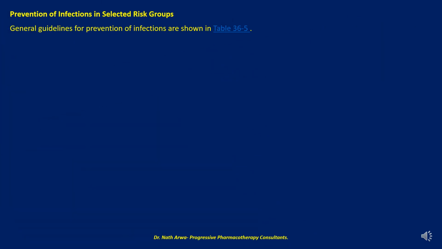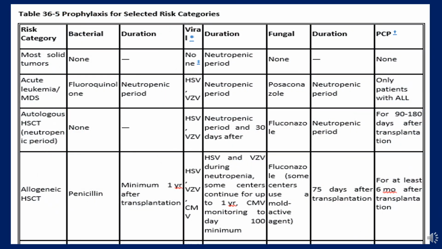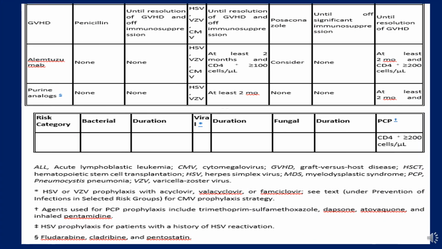Next we will discuss prevention of infections in selected risk groups. General guidelines for prevention of infections are shown in Table 36.5. Pause the video and carefully scrutinize Table 36.5, prophylaxis for selected risk categories, before advancing to the next slide.